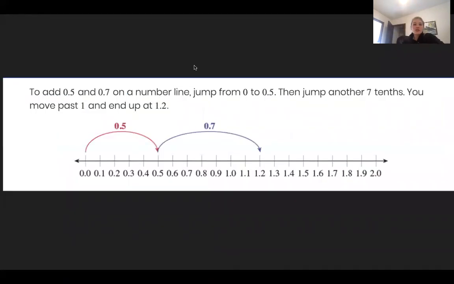All right, so we could also think of this on a number line. To add 0.5 or 5/10 and 7/10 on a number line, jump from 0 to 5/10, then jump another 7/10. So you move past 1 and end up at 1.2 or 1 and 2/10. So you could think of it like that as well. Whatever works best for you.